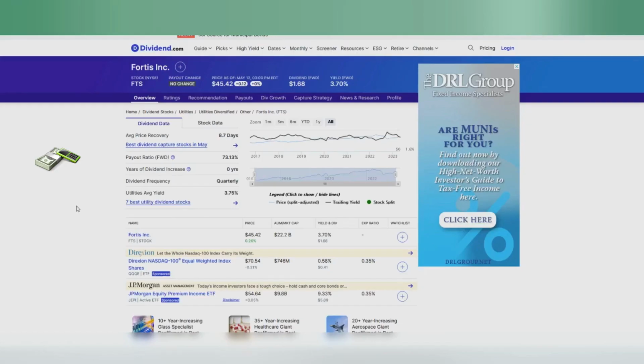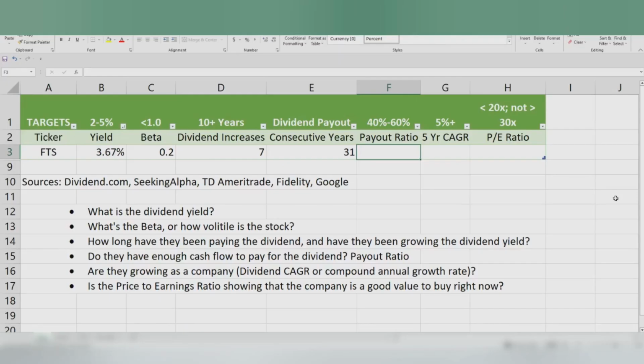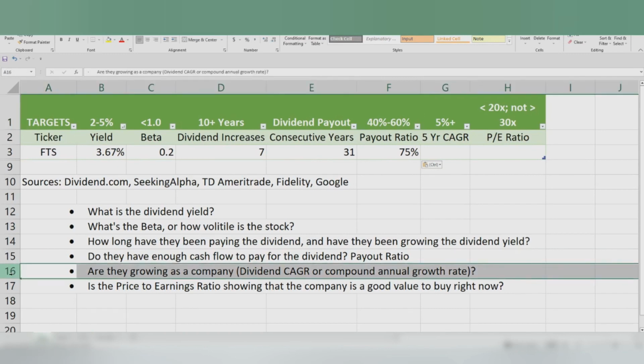If you don't have Seeking Alpha, you could go to a place like Dividend.com, and they also show a payout ratio estimate here, and their estimate is a little bit different at 73%. But let's go ahead and use the one that we found from Seeking Alpha at 75%. Now the range I like to see is somewhere in the neighborhood of 40 to 60%, which would mean that there's just a lot of safety and a lot of cash cushion in order to be able to continue to pay that dividend. Now, the next question I ask myself when picking a stock is, are they growing as a company? Do they continue to grow and grow the dividend?